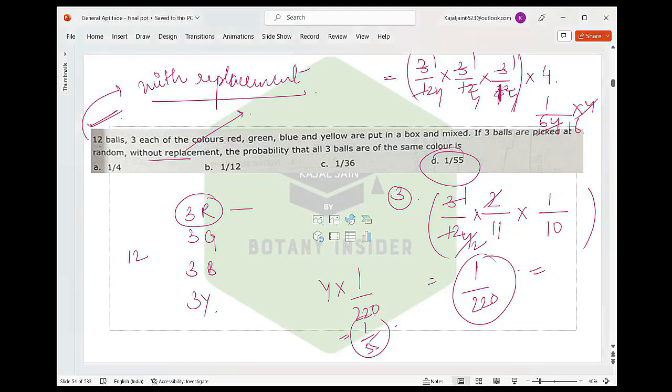Why multiply by 4? Because we have 4 colors: green, red, blue, and yellow. That's why we have multiplied by 4. Over here as well, see, Shruti, we have multiplied by 4 because for one of them it's 3 upon 12, 3 upon 12, and 3 upon 12, because 3 balls of a color are there. So we have multiplied it by 4 because in total 4 types of balls are there. Clear now, Shruti?